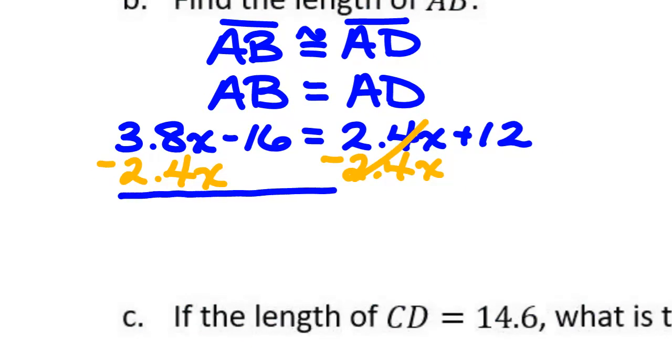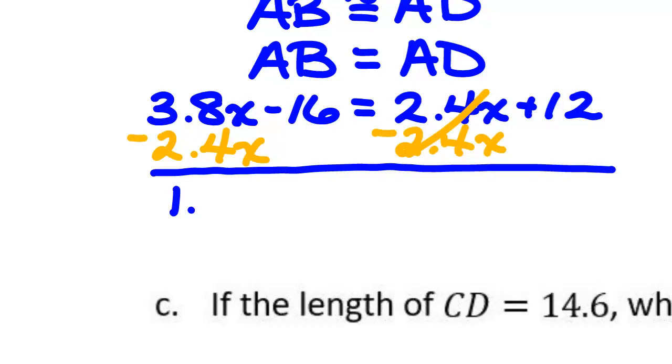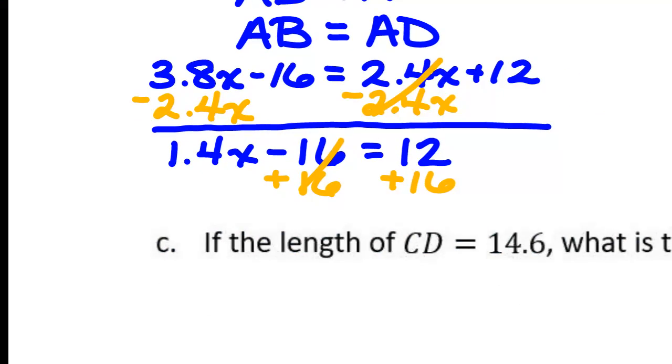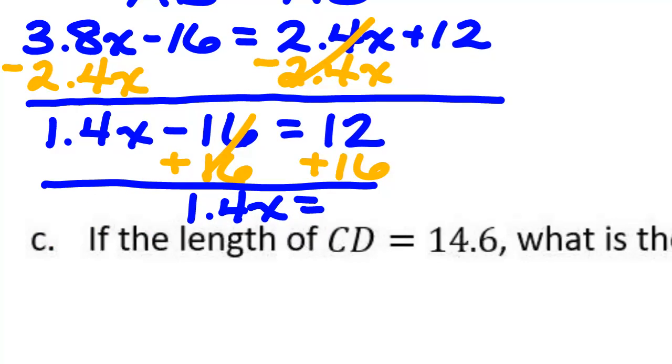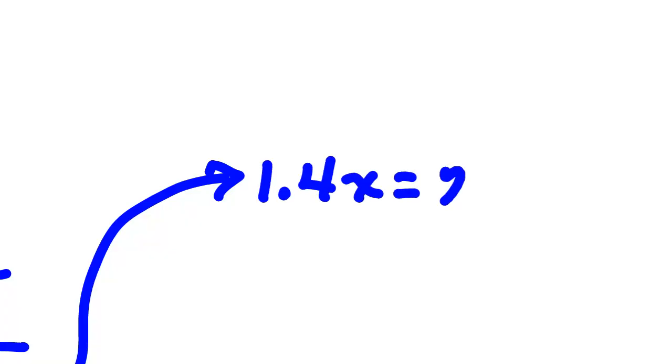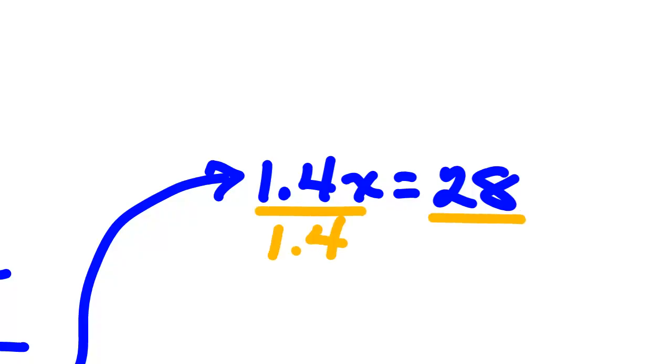What is 3.8 minus 2.4? 1.4. So I have 1.4x minus 16 equals 12. Now we're going to get our constants to the same side, the piece without any variables. So I'm going to add 16 to both sides. I get 1.4x equals what? 28. I'm going to have to bring my work over here because I ran out of room. 1.4x equals 28. And then I'm going to divide both sides by 1.4.